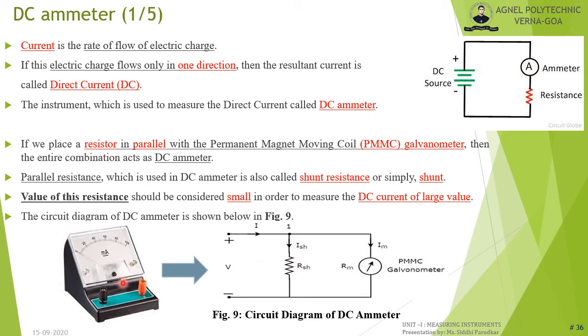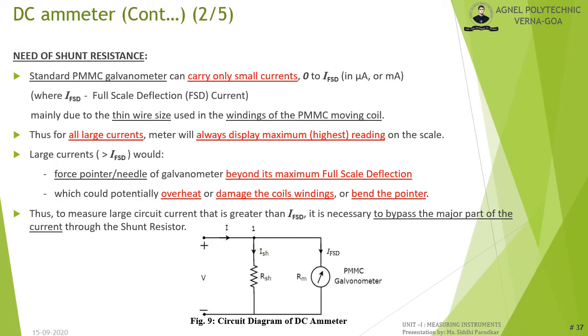This is DC ammeter. This consists of a resistor in parallel with the PMMC galvanometer. This entire combination acts as a DC ammeter. This parallel resistance used in DC ammeter is known as shunt resistance or simply shunt. Value of this resistance should be very small so that most of the DC current flows through this shunt resistance. Let us see what is the need of using the shunt resistor, or why we cannot directly measure current using PMMC galvanometer without using the shunt resistor.